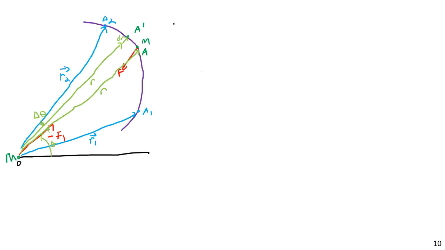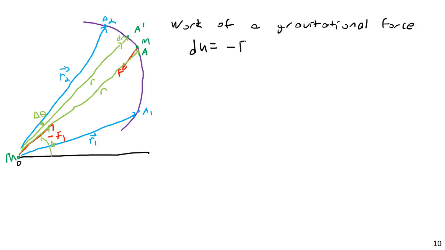What I'm trying to get at is the work of a gravitational force, and again, we're talking about a mass m falling to a fixed point. So dU would be equal to negative F dr, or if I used my law of universal gravitation, negative G times big M, little m, over r squared dr.